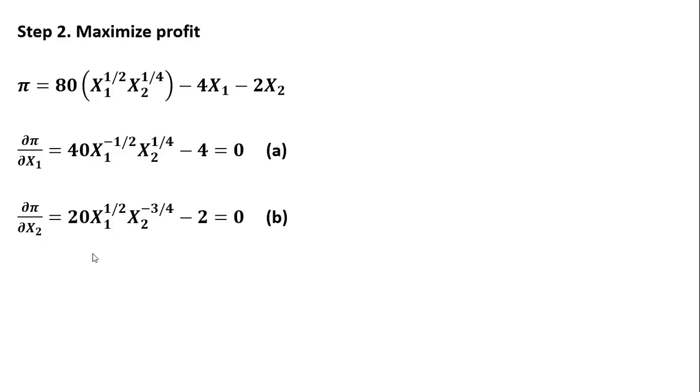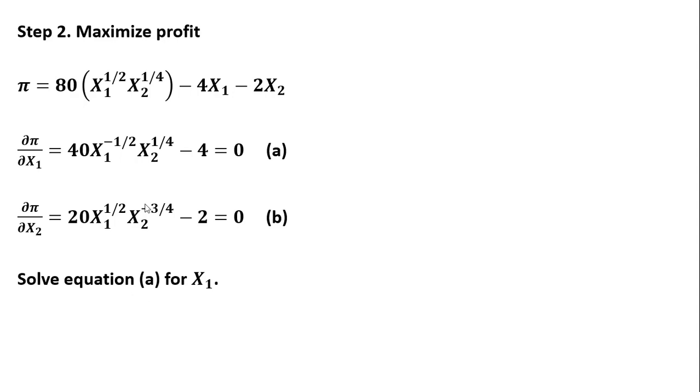Okay, taking the partial derivative of the profit function with respect to input 2, we get this result. So I bring down this 1/4 on the exponent here of input 2. So 80 multiplied by 1/4 is just 20. And then on the exponent here of input 2, it's 1/4 minus 1, leaving us with input 2 raised to the minus 3/4 power. And then finally, the partial derivative of minus 2 times input 2 is just minus 2, setting that result equal to 0, and we'll call this equation B.